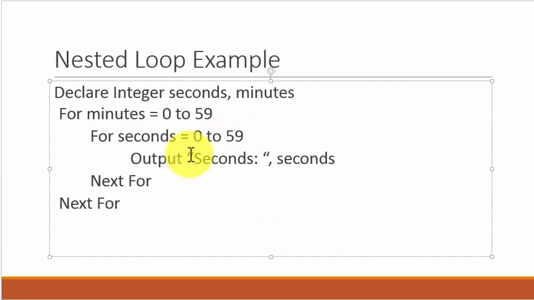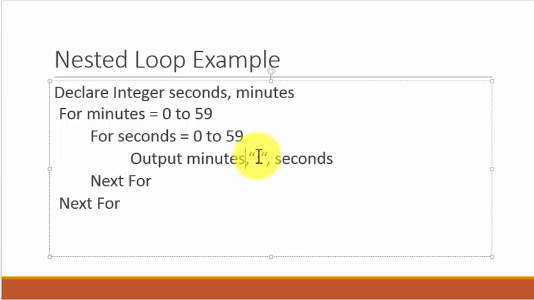Now I'm going to be making one change here. I'm going to be leaving the colon here like that, but I'm going to add minutes. So it should display minutes, colon, seconds. So this is how this loop can be treated as two levels.